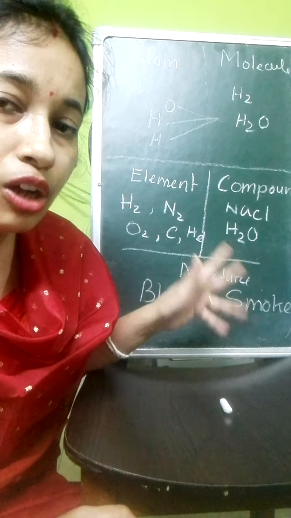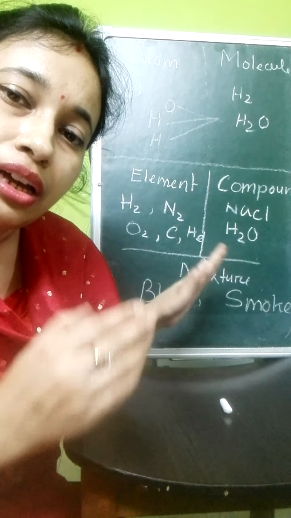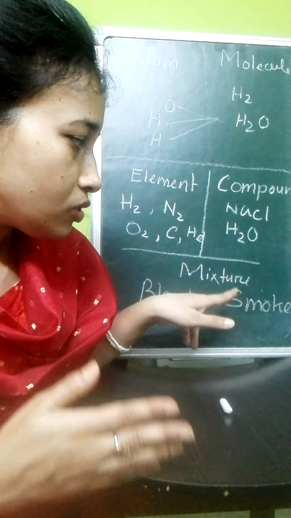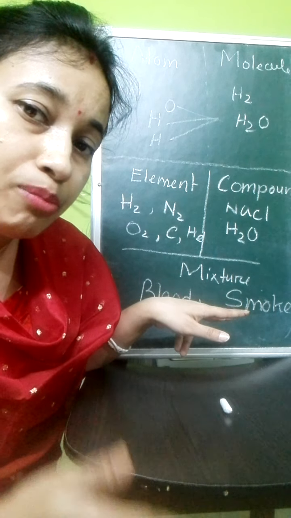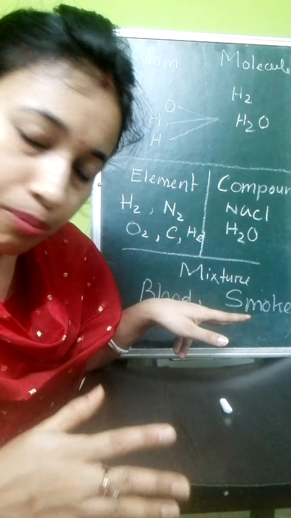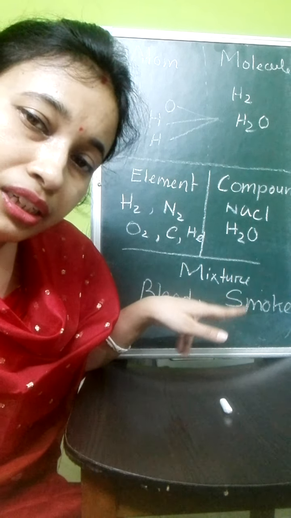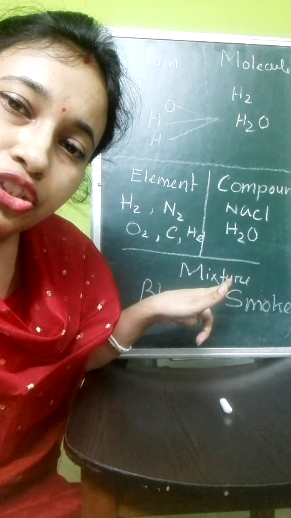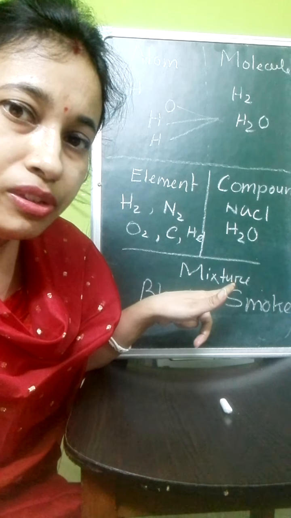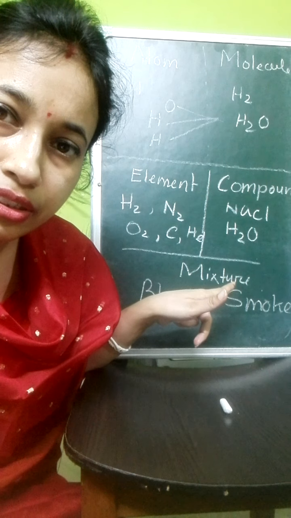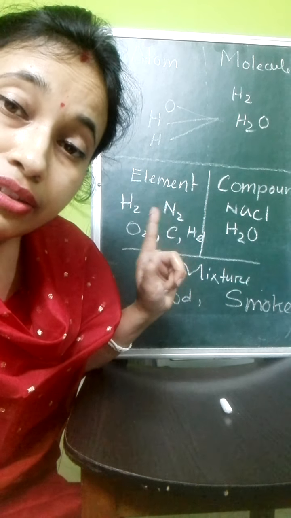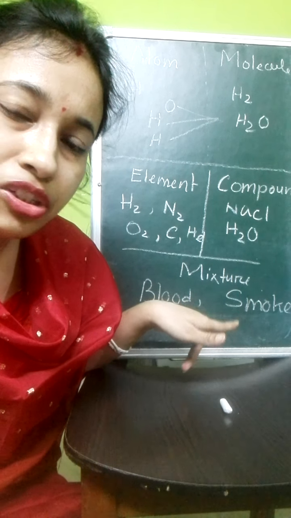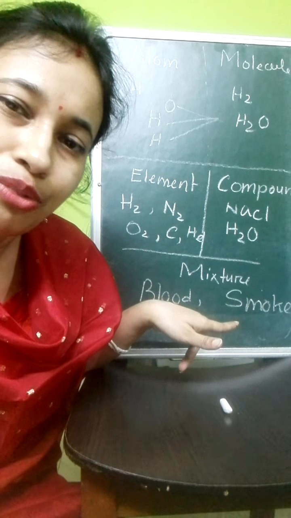So the difference between compound and mixture is that the ingredients of a mixture can be separated by physical methods. On the other hand, the constituents of a compound cannot be separated by physical methods. A compound has a chemical formula, but a mixture doesn't have any chemical formula.